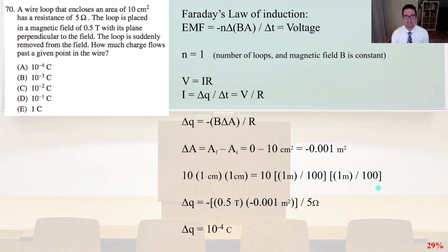area initial, and that just simply equals 0 minus 10 square centimeters, and that equals minus 0.001 meters squared. And so 10 times 1 centimeter times 1 centimeter equals 10 times 1 meter divided by 100 times 1 meter divided by 100, and the change in Q equals negative 0.5 T times negative 0.001 meters squared divided by 5 ohms, and the change in charge equals 10 times 10 to the negative 4 coulombs, and that is answer A.